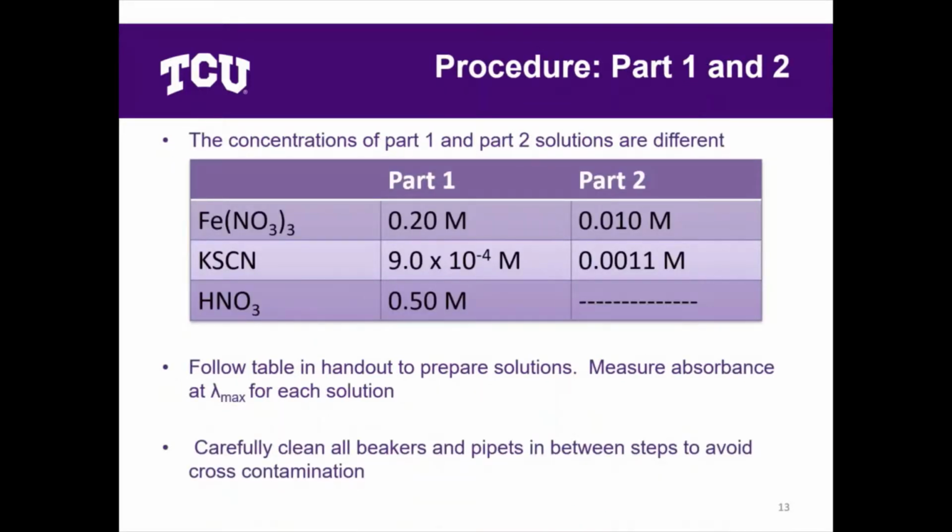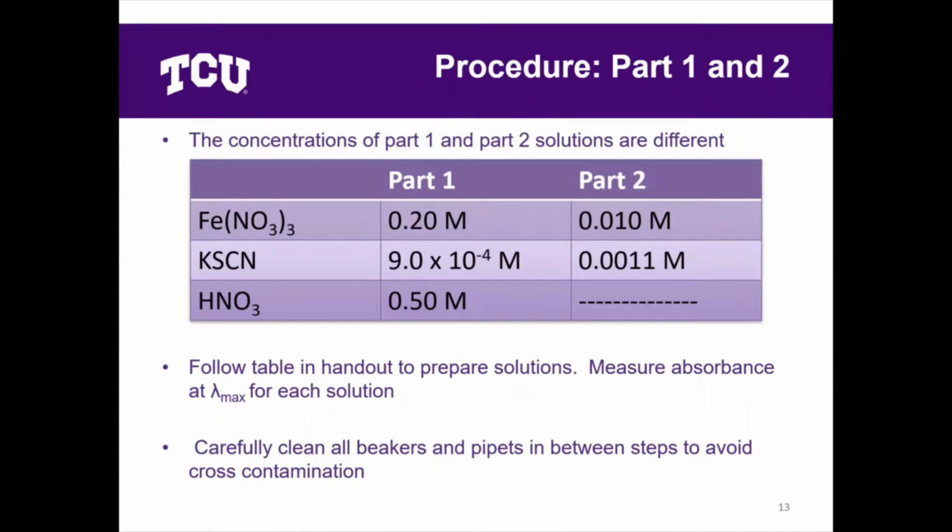So again, the concentrations from part 1 and part 2 are different intentionally. In part 1, we have an iron nitrate solution of 0.2 molar, a potassium thiocyanate solution of 9 times 10 to the minus 4th molar, and a nitric acid solution of 0.5 molar. In part 2, you're not adding additional nitric acid to anything, but our iron nitrate solution in part 2 is 0.01 molar, and our thiocyanate concentration in part 2 is 0.0011 molar. The reason you have to keep these separate is because these concentrations are so different. In part 1, you note, if you look at the difference, 0.2 molar iron to 9 times 10 to the minus 4th molar potassium thiocyanate.